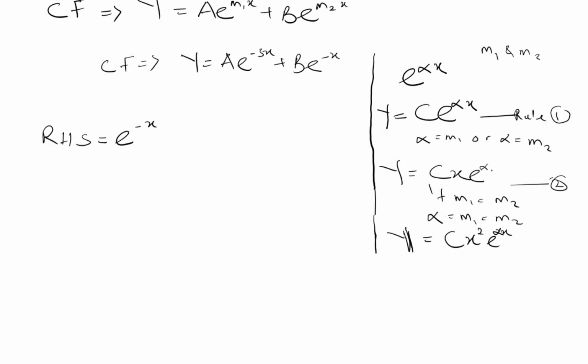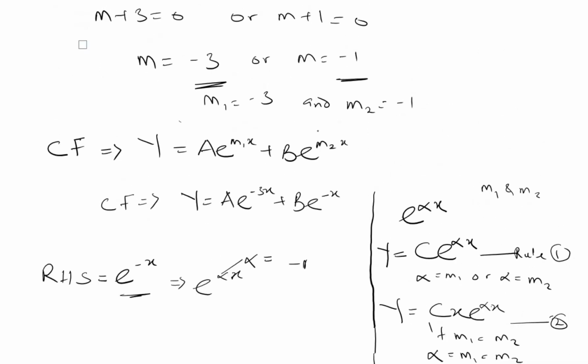Exponential of alpha x. This is the third rule. These are the rules we have to solve the right hand side of a non-homogeneous second order differential equation if the right hand side is an exponential function. So this is what we have here for our right hand side, exponential of negative x. If we relate this to exponential of alpha x, we will see that our alpha is equal to -1.